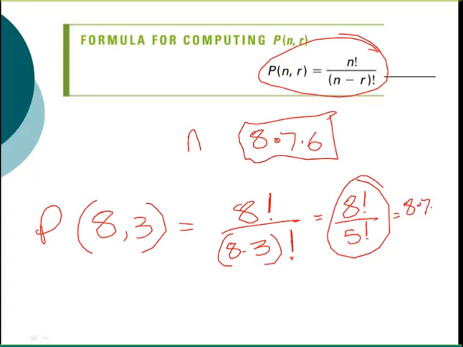We have 8 times 7 times 6 times 5 factorial divided by 5 factorial. Those cancel. So we're left with 8 times 7 times 6.